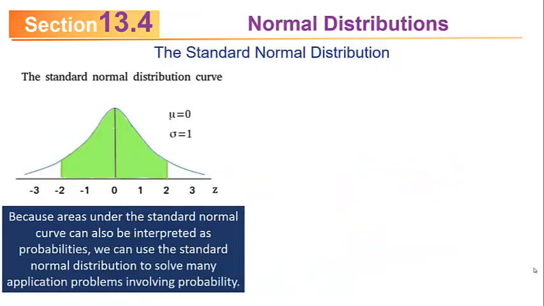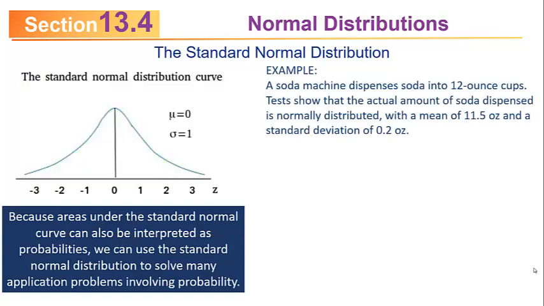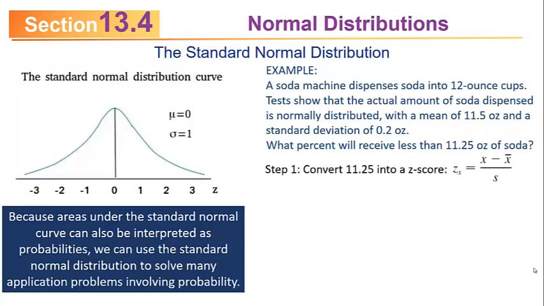Because areas under the standard normal curve can also be interpreted as probabilities, we can use the standard normal distribution to solve many application problems involving probability. For example, suppose a soda machine dispenses soda into 12-ounce cups. Tests show that the actual amount of soda dispensed is normally distributed with a mean of 11.5 ounces and a standard deviation of 0.2 ounces. What percent will receive less than 11.25 ounces of soda? How do you answer that question?